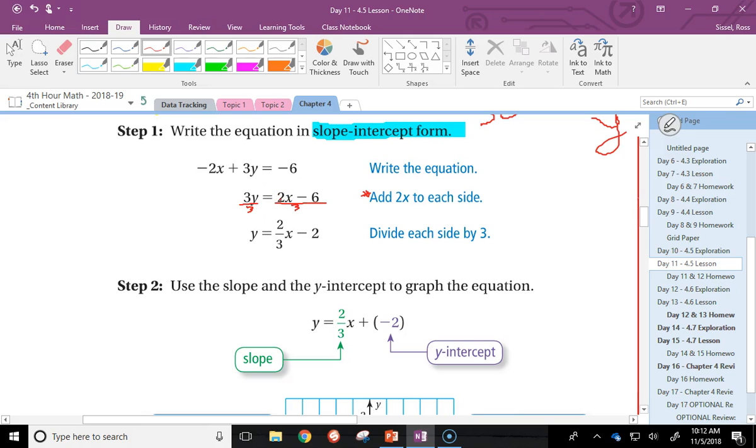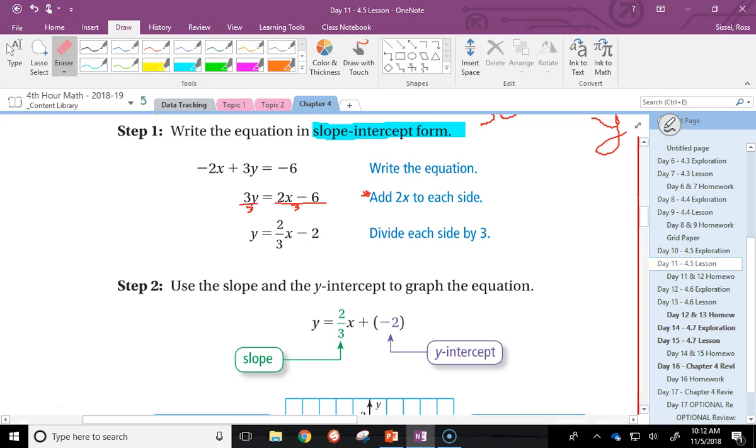But I have 2x divided by 3. Can 3 go into 2? No, so they leave it as a fraction. So they have 2/3 x. Can I do negative 6 divided by 3? Yeah. That gives us negative 2.